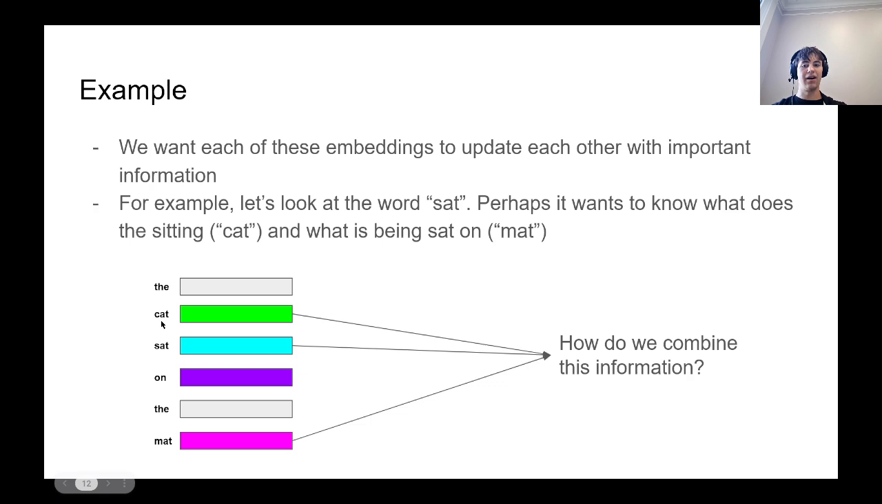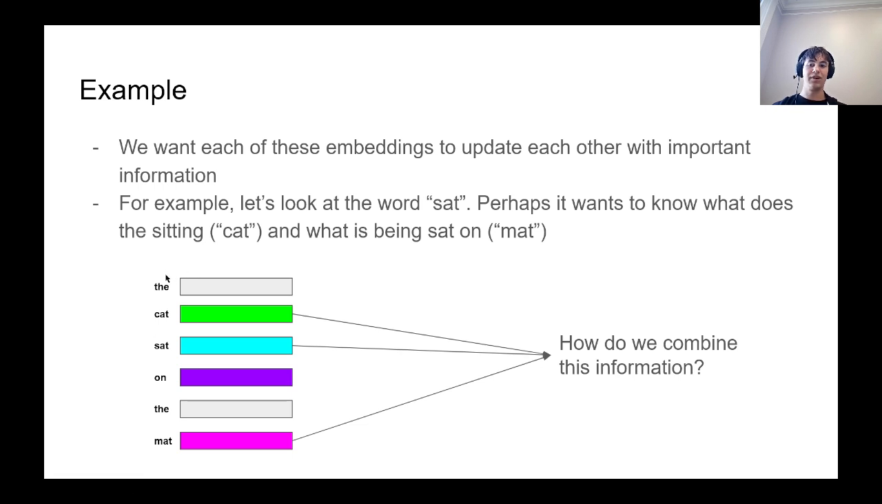What is doing the sitting, like, what's performing this action? Well, I don't know what's performing the action until cat informs me a cat is performing the action. And the word mat, I don't know what this action is being performed on until mat sends me information. So what we want is a way to take information from cat, take information from mat, combine that with the information from sat in some way, so that we get this vector that doesn't just represent the word sat. If I just said the word sat, that's not that informative. But if I have a vector that represents the word sat plus cat and mat, then that's a very rich embedding and you can do a lot with it.